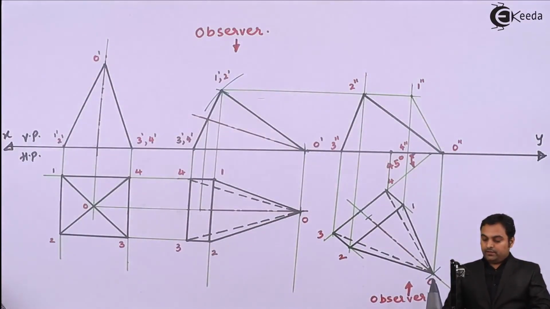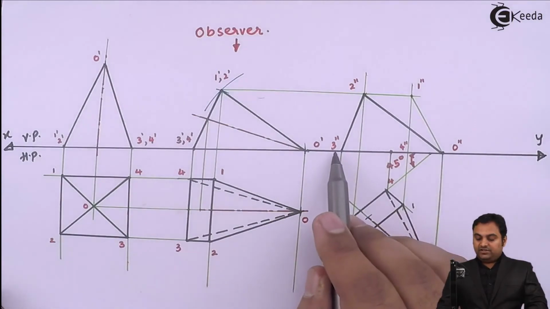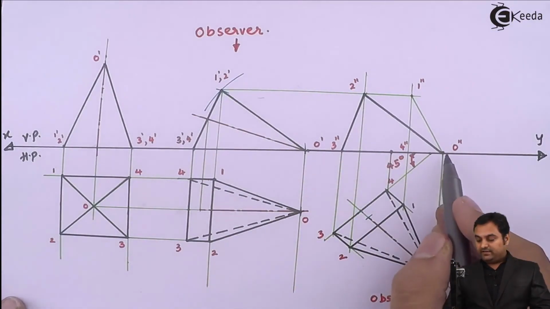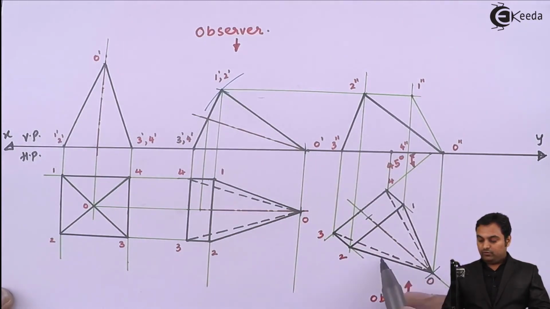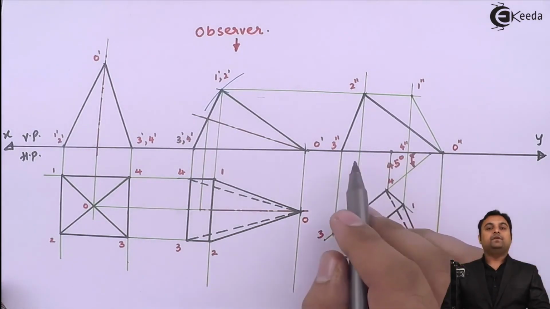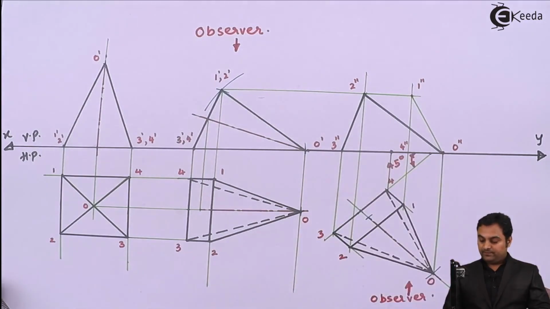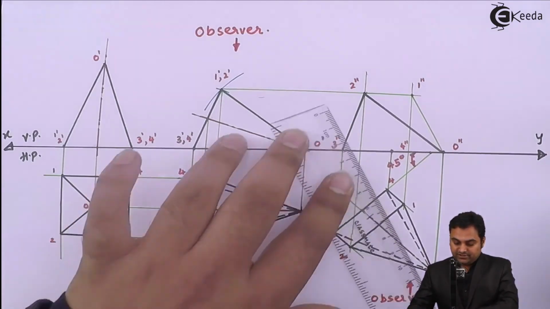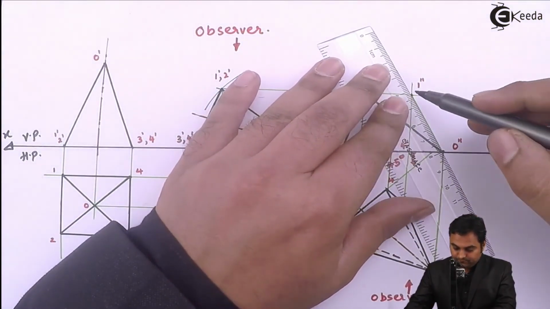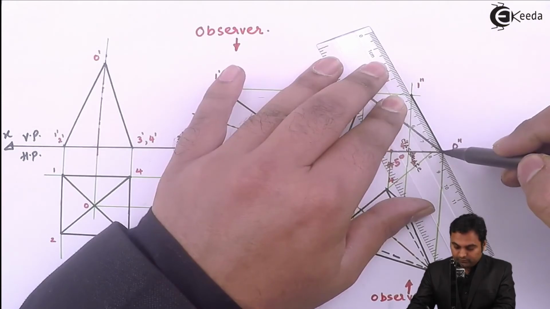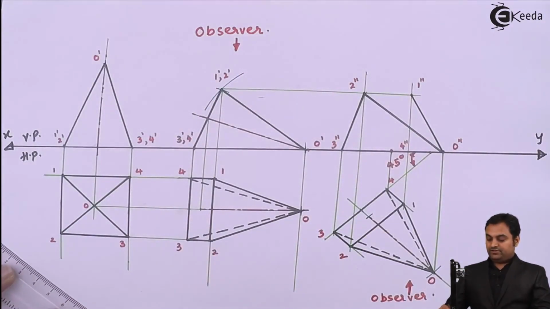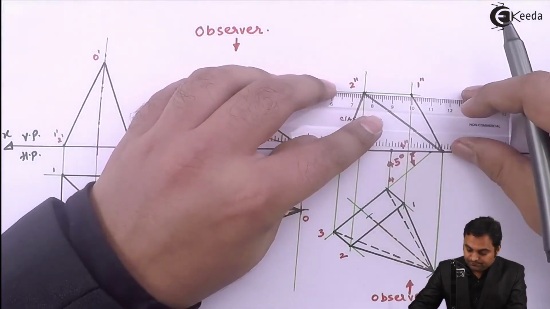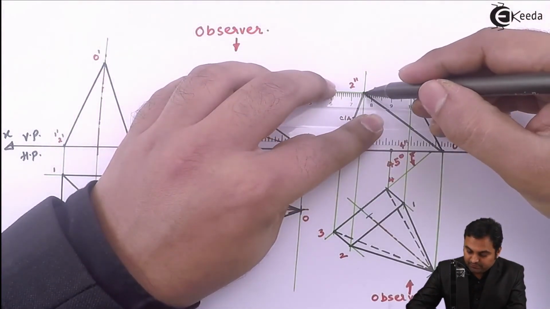Next, O double dash, 3 double dash and 4 double dash. This triangular face is appearing as a line in the front view. That is O34 is appearing as a line. So here it is another triangular face. Next, O21, that will also be visible because it is an outline. So making it dark. Next, 1 to 2 is also closer to observer, so visible. So 1 double dash, 2 double dash will be dark.